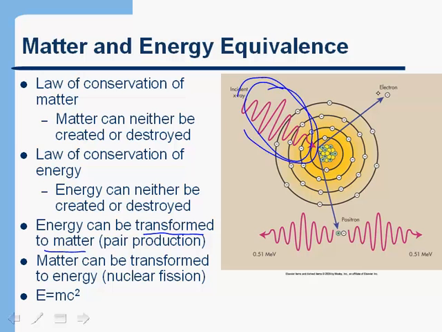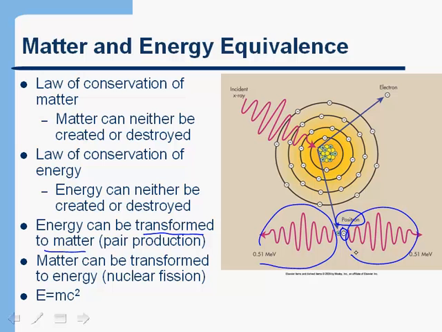Now it turns out that when a positron interacts with an electron, because it's an antiparticle, they'll actually annihilate, and that matter will be turned back into energy in the form of a couple more photons. So energy can be transformed to matter. Matter can be transformed to energy.